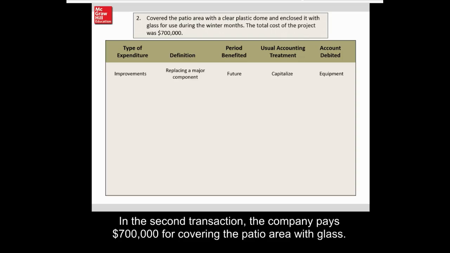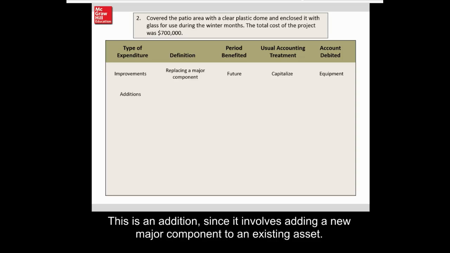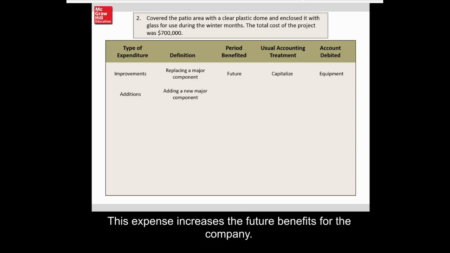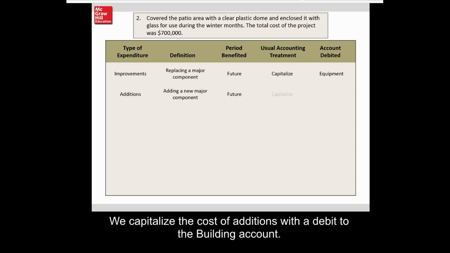In the second transaction, the company pays $700,000 for covering the patio area with glass. This is an addition, since it involves adding a new major component to an existing asset. This expense increases the future benefits for the company. We capitalize the cost of additions with a debit to the building account.